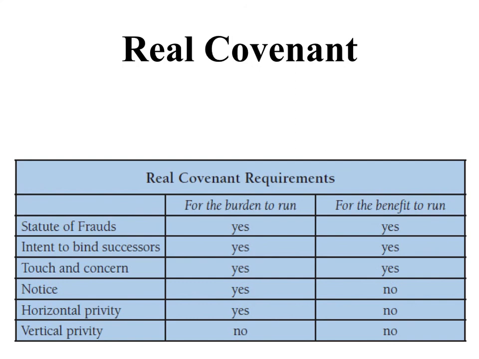Now let's talk about horizontal and vertical privity. So for a benefit to run, you don't have to worry about horizontal or vertical privity. For horizontal privity, it's saying that the relationship between the original parties to the promise is sufficient, right? So horizontal privity concerns that relationship between the original parties.